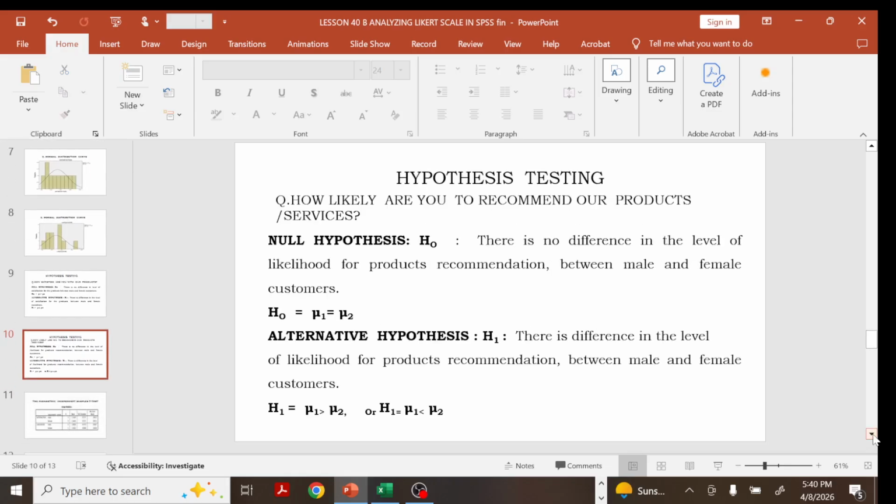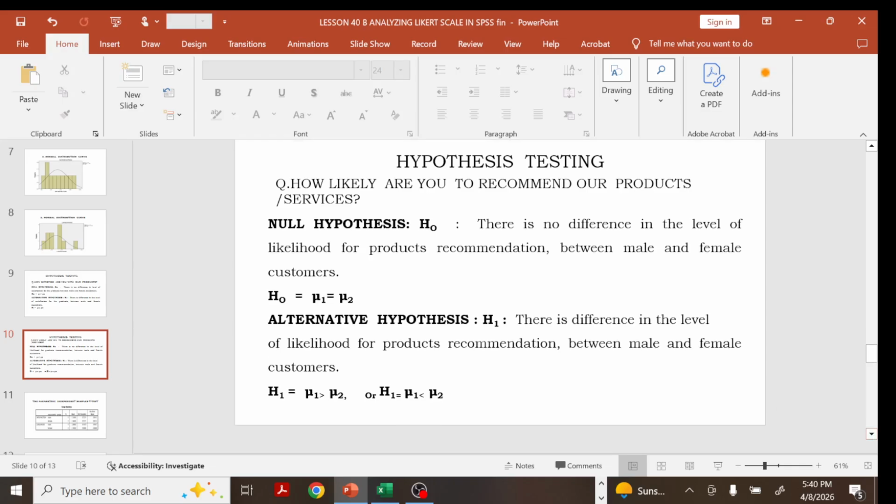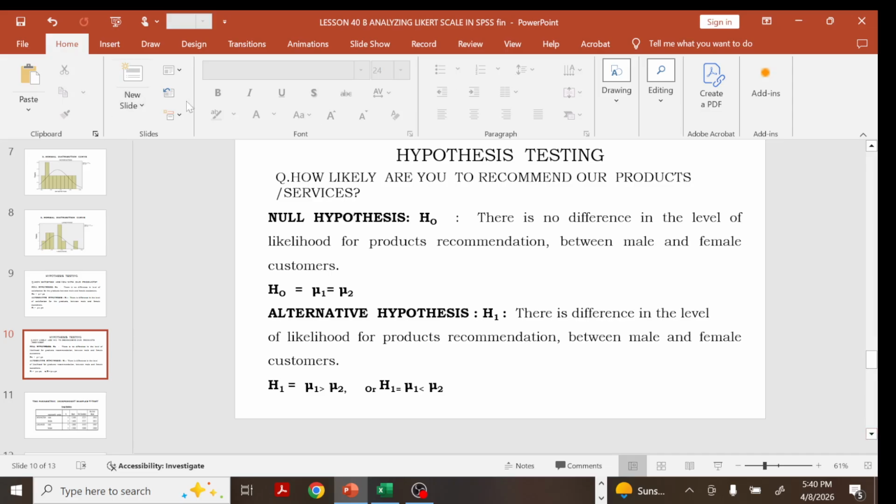Then question number 9 was, how likely are you to recommend our products? Again here, the null hypothesis is saying there is no difference in the level of likelihood for product recommendation between the male and the female customers. Whereas the alternative is telling us there is a difference in the level of the likelihood for the product recommendation between the male and the female. So immediately after this, we're going to do the test.